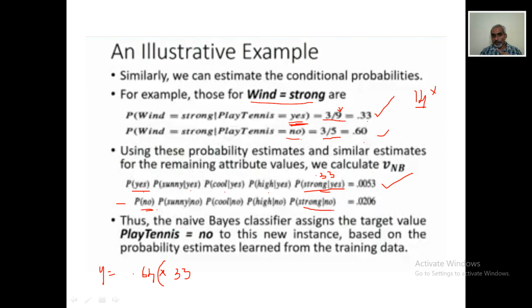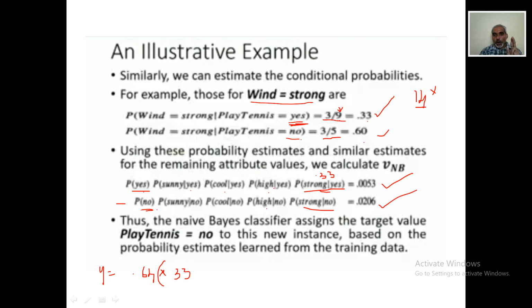So strong given no, here we have found: count how many times wind equal to strong and output target is no, 3, and totally how many no's? 3 by 5, 0.6. Now similarly for high, count for high when output target is no, divided by 5. Like this, when you find the probability of this, you are going to get 0.0206.